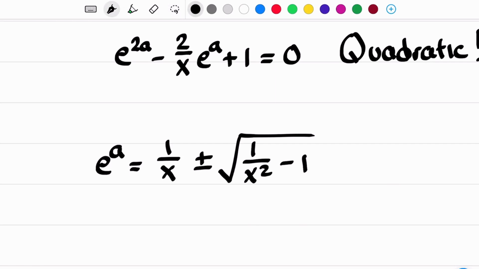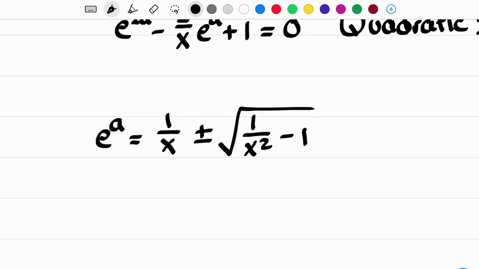Perfect. Now, one last thing to do before we take our natural log is consider the case of plus and minus, right? We have a plus and a minus case. Now, how do we know which one to pick? Well, if we think back to the geometry of our hyperbola, the area has to always be positive, right? The area itself has to be greater than 0. Greater than or equal to 0. So I'll write that here.